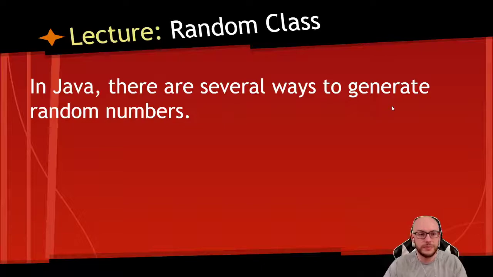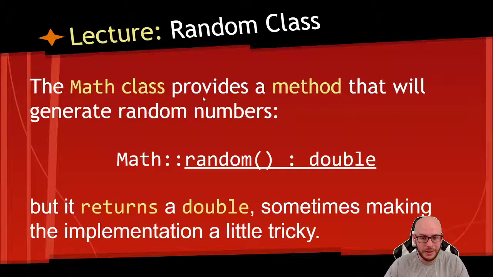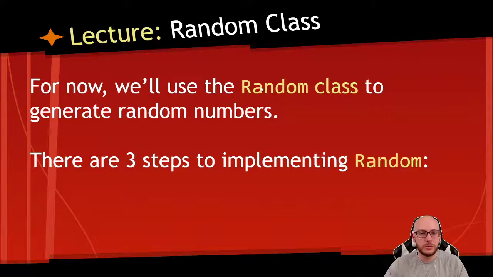Let's get started. In Java, there are actually several ways to generate random numbers. The Math class, for instance, supplies a method. It's kind of tricky. I'm not a big fan of it. What I'm going to teach you is the Random class. It's a little bit easier to use in my opinion, but we're going to see there are 3 steps. It's going to feel like Scanner in some parts.